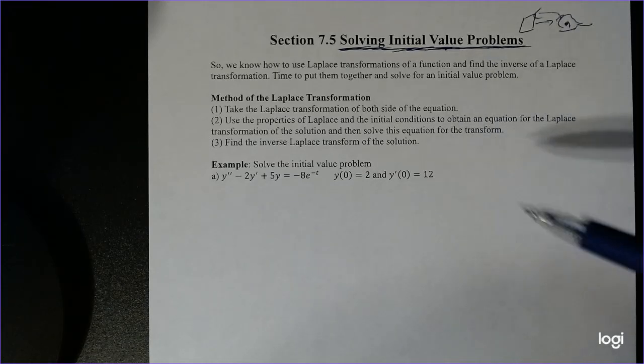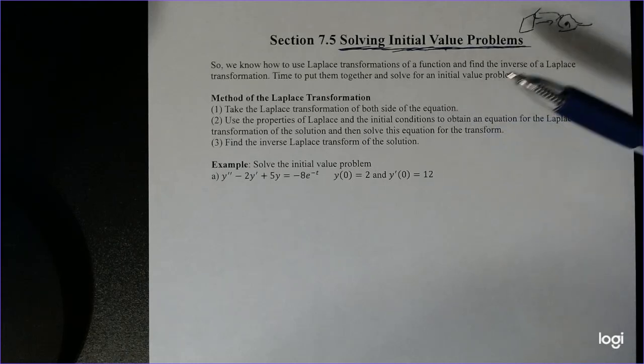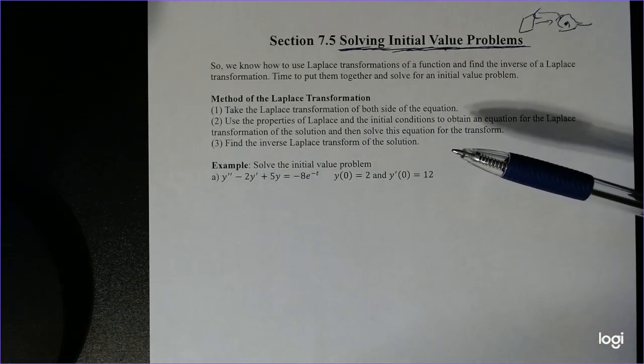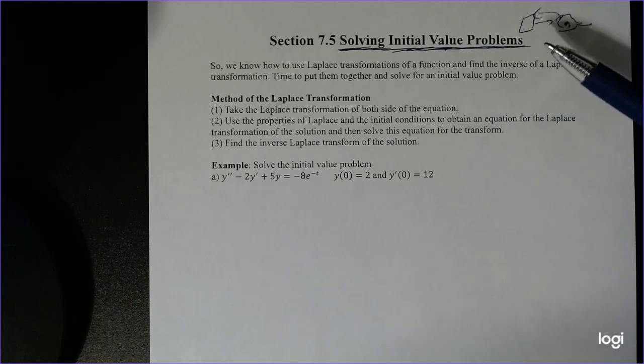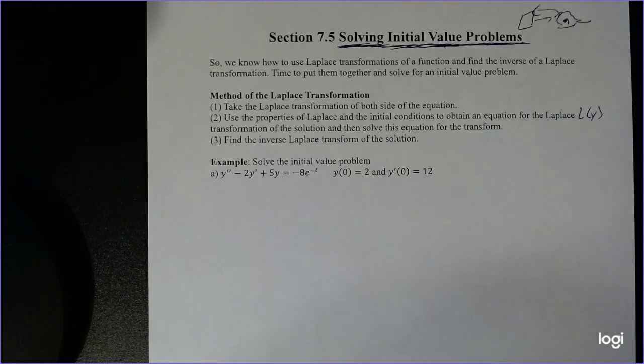So how do we solve it? Roughly 3 steps. The first 2 are pretty straightforward. Take the Laplace transformation of both sides of the equation, use the properties of Laplace and the initial values to solve for L of y. And then we re-engineer everything we have. Most of the work is just getting the inverse: manipulating the Laplace form into something we already know, and then going backwards using our tables.